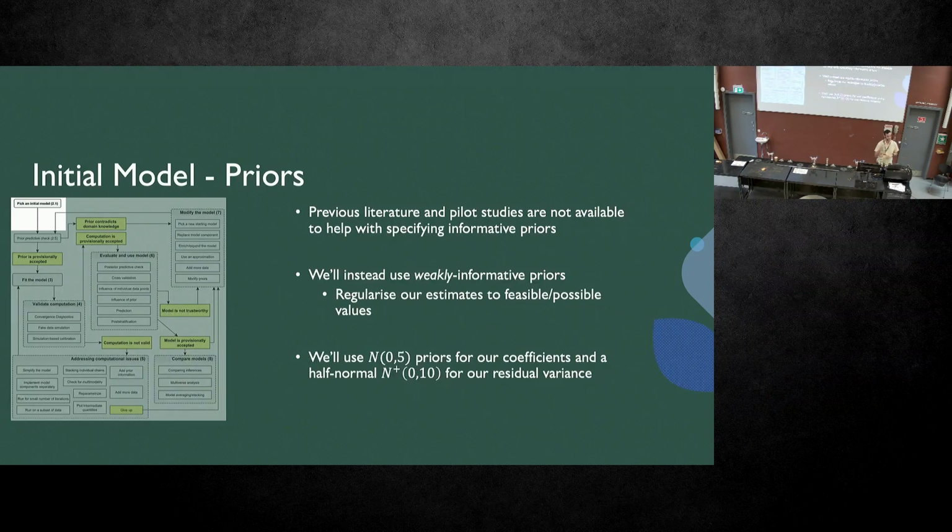So instead we'll use what are called weakly informative priors. You might have heard the term before, diffuse prior or uninformative prior. These are where you have uncertainty just across the entire real line. So you're saying that your parameter could take any value from negative infinity to positive infinity. It's completely uninformative.